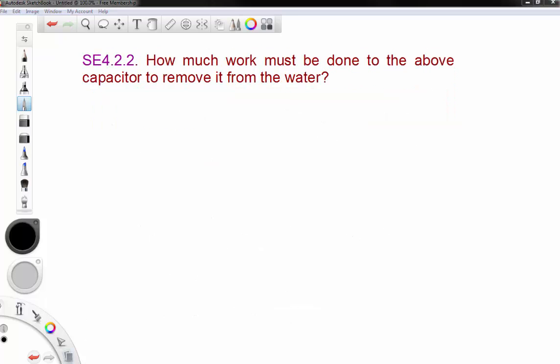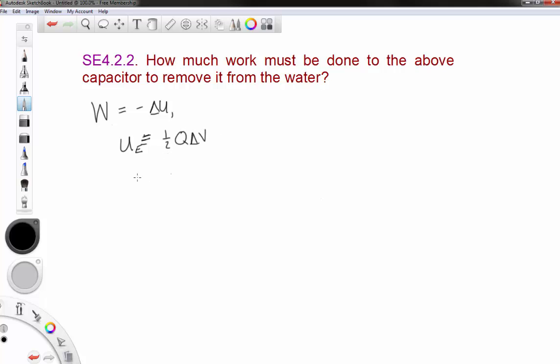Our next example is how much work do we need to do on the capacitor that we just described in order to remove it from the water. So to do that, you can use work is equal to negative delta U, where delta U is given by the equation for potential energy in a capacitor. We could call it U sub E for electric field, or U sub C for a capacitor. And recall that this is given by 1/2 of Q times delta V.